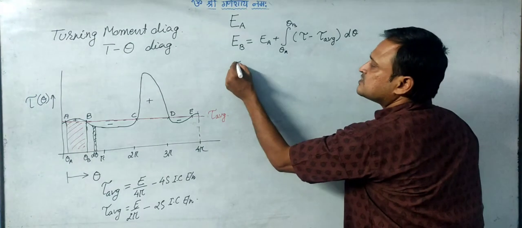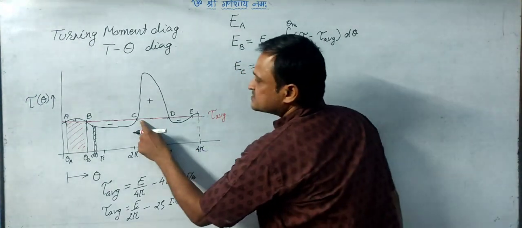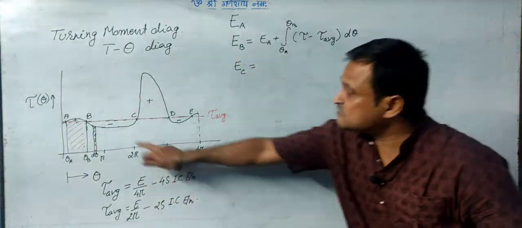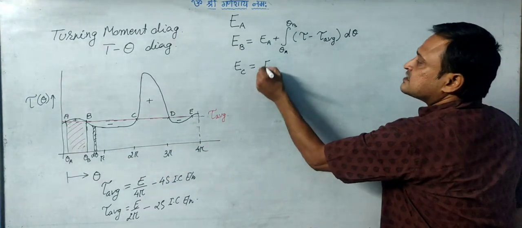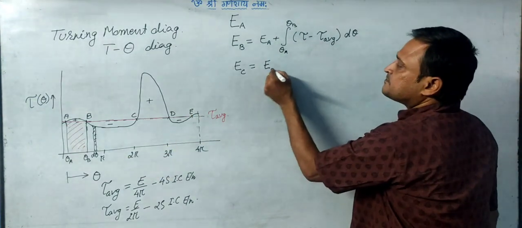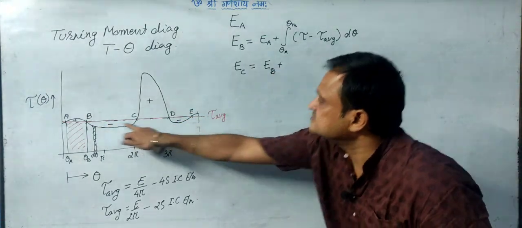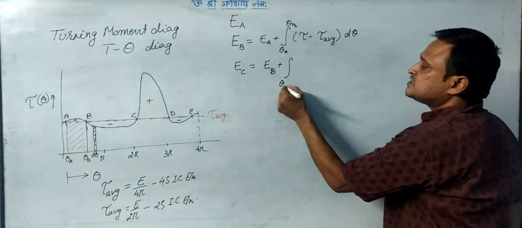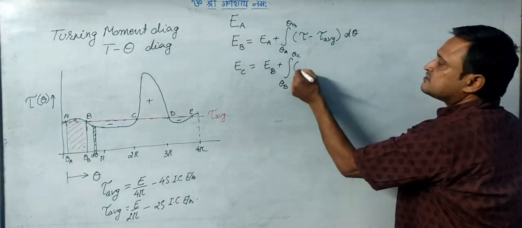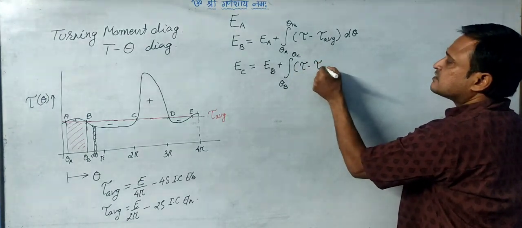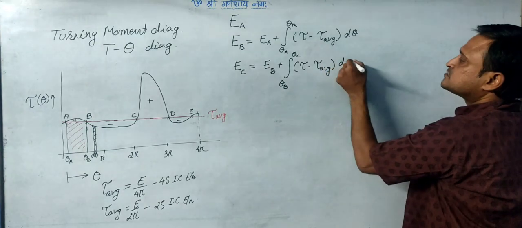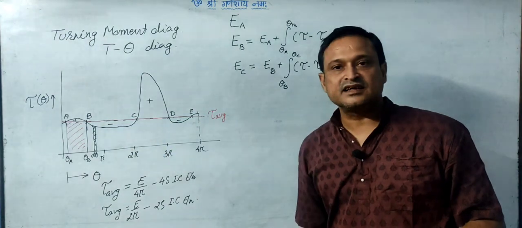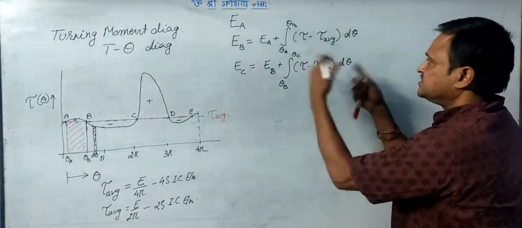So what will be the energy available at C? Energy available at C will be, again, the area under this curve minus the area under this curve. So it will be energy at B plus, from theta B to theta C, again the available torque minus the average torque, d theta, and of course this value will be negative. So eventually we will get this energy as a negative value when we take the summation.